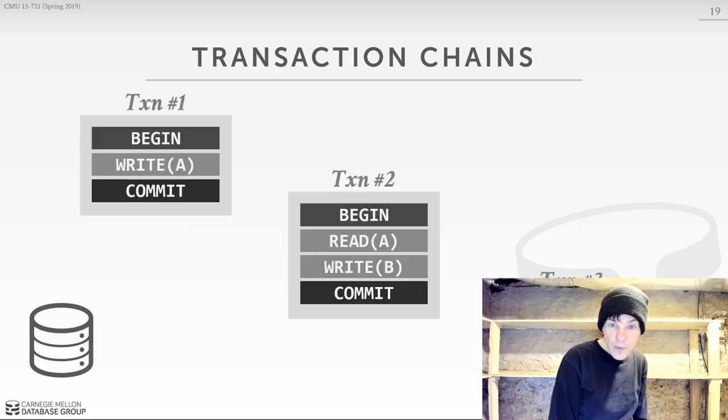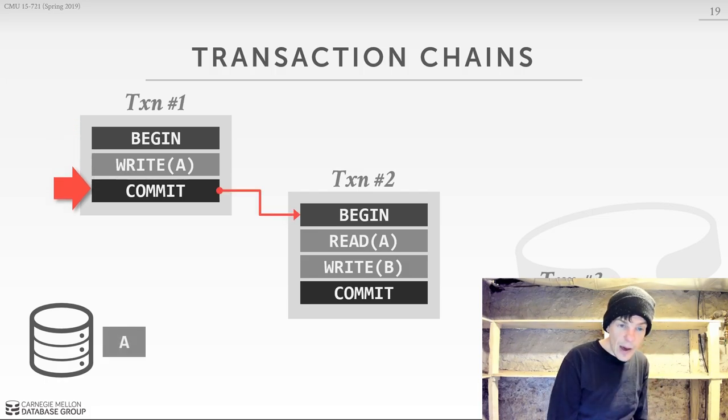Let's look at an example. So we have a three transaction chain, T1, T2, T3. We start with T1, and it's going to do a write on A. And this little image at the bottom is showing us what modifications we're making to the database and whether they're going to be persisted or not.